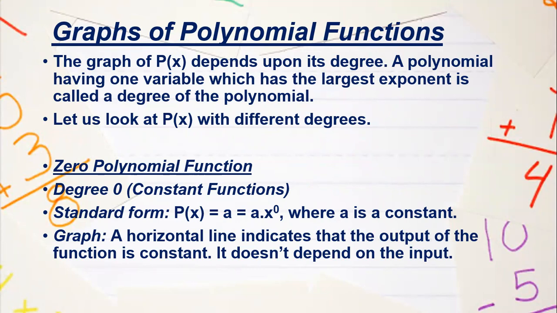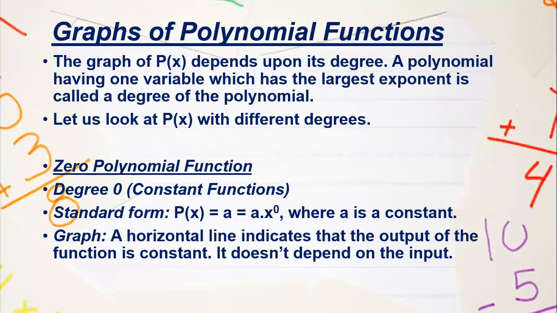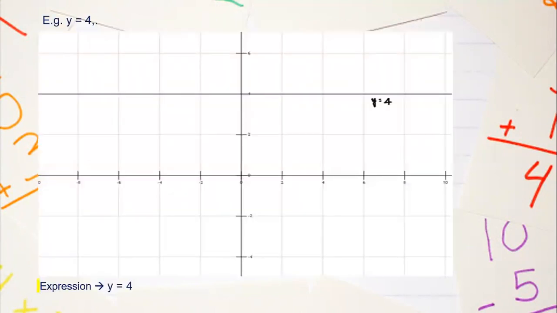The next is the zero polynomial function. Degree zero, constant function. The standard form would be p(x) = a = ax^0, where a is the constant. Graph: a horizontal line indicates the output of the function is constant. It doesn't depend on the input. So this would be the graph. It would be a simple y = 4 line because it's a simple degree zero polynomial function. It would have no fancy graphs, just a simple line where I've written y = 4.